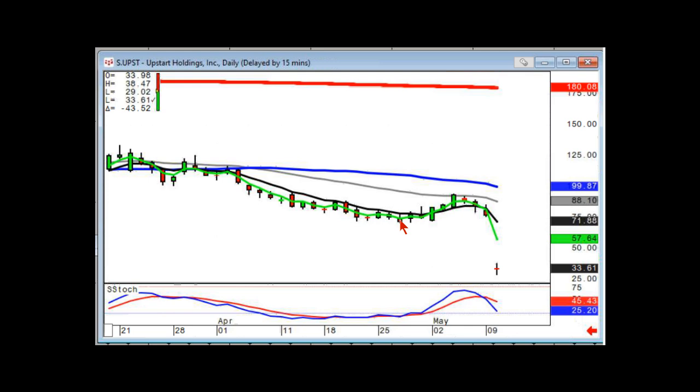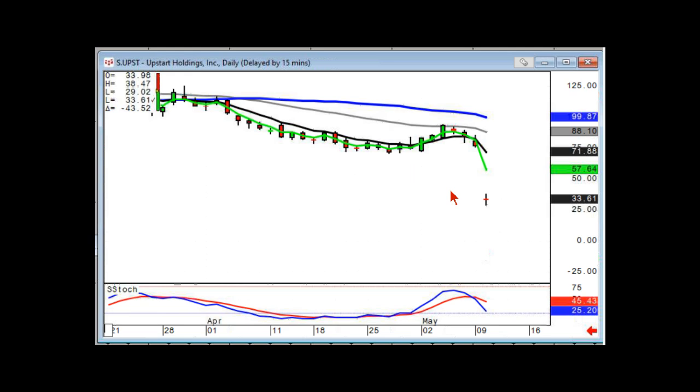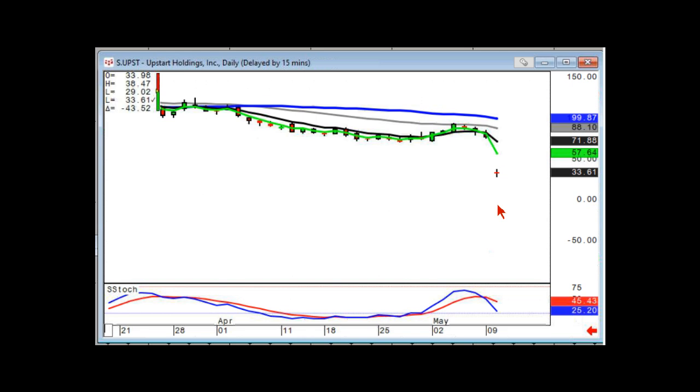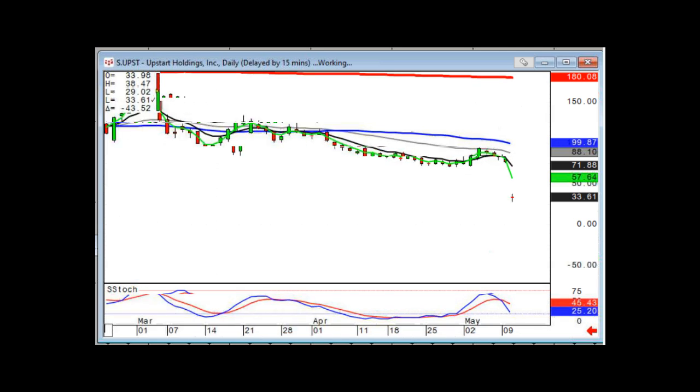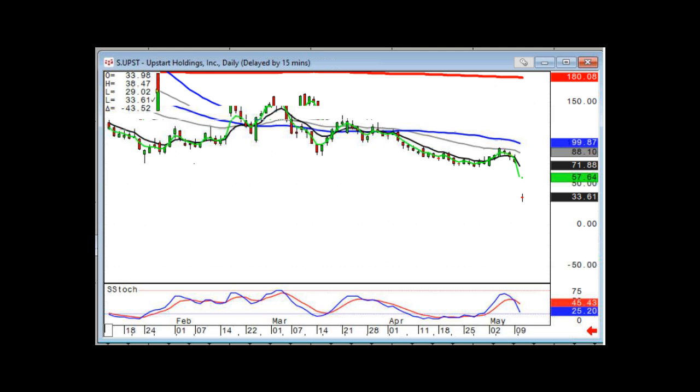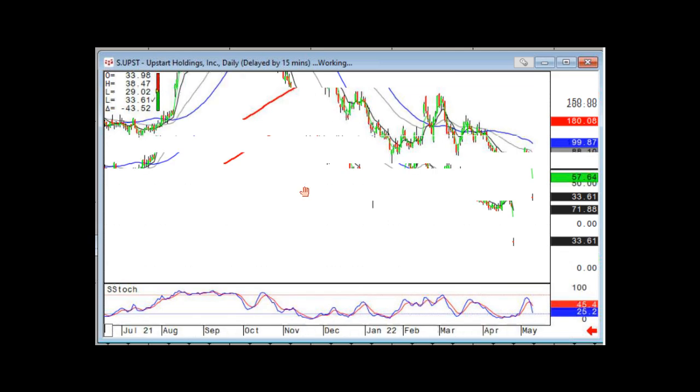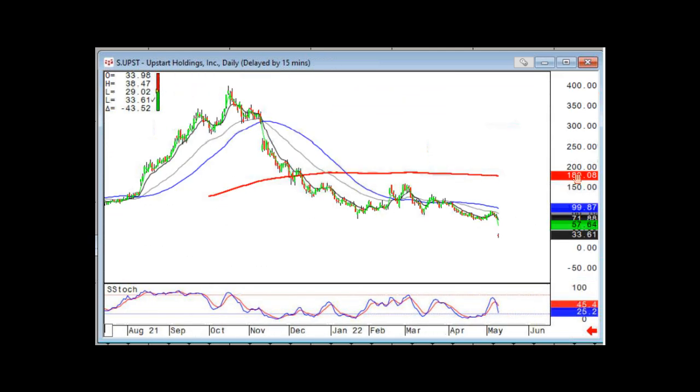How do you trade something like Upstart? Down huge already. Well, you have to decide what your strategy should be from this point. It came from 400 and is now trading down here at 23.